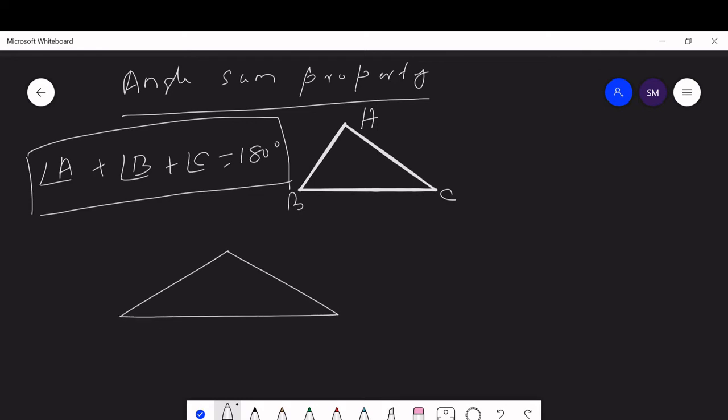Suppose XYZ is a given triangle, then according to the angle sum property, the sum of the three angles, angle X plus angle Y plus angle Z, is equal to 180 degrees. Earlier we discussed the exterior angle property: the exterior angle measure is equal to the sum of the two interior opposite angles. Here the angle sum property says the sum of the three angles in a triangle is always 180 degrees. This is called the angle sum property. Let us discuss some examples.